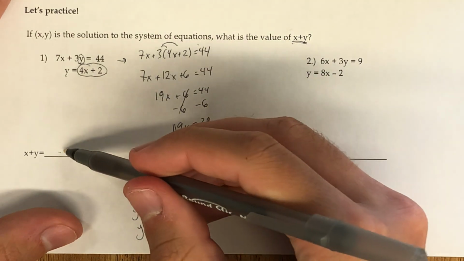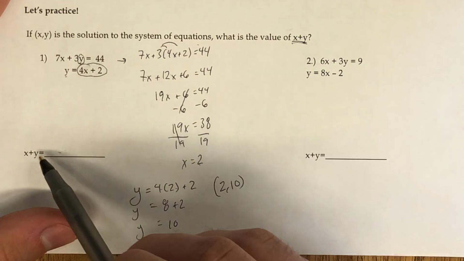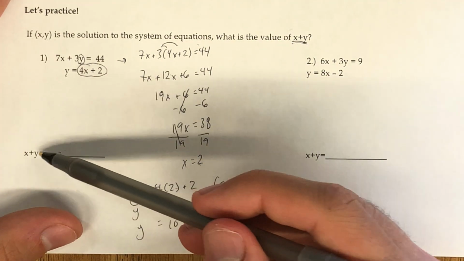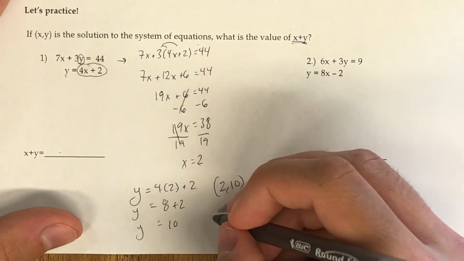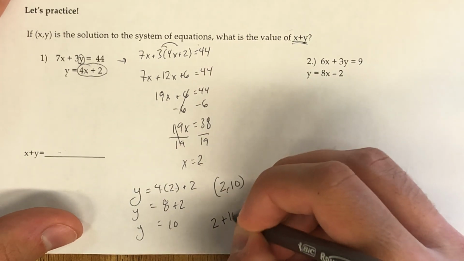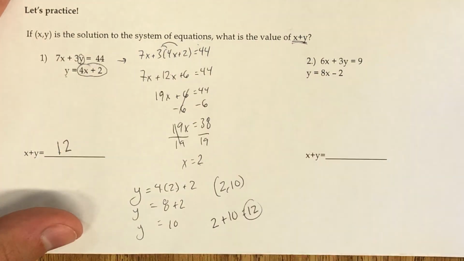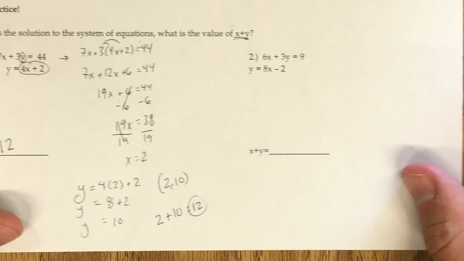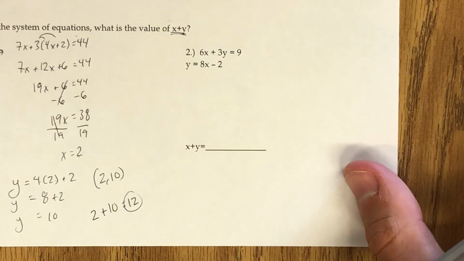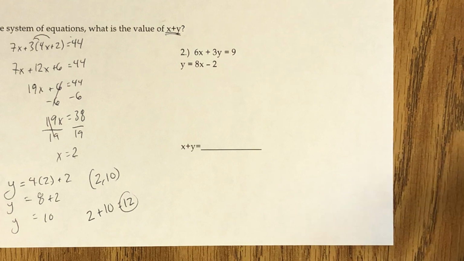So you may just want to write (2, 10) in there, but nope, that's not what it's asking for. We're figuring out x plus y. So x is 2, y is 10, 2 plus 10 is 12. So 12 would be our solution. Okay. You've got one more problem. Write it down. Go ahead and solve the problem. Pause the video, and I'll post the solution.